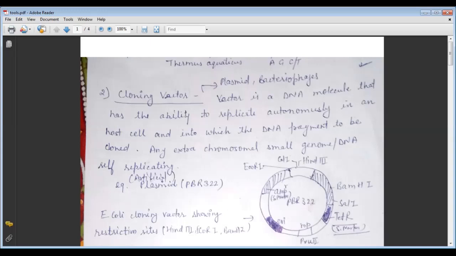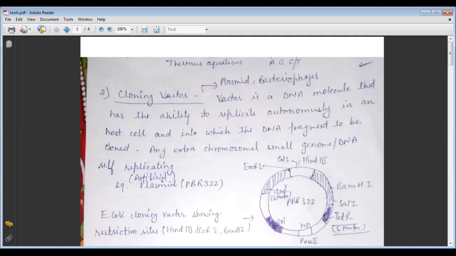So now when we come to the cloning vector, it means we need a carrier. Through restriction enzymes we have prepared the DNA, and now we need a carrier for it. That is called the cloning vector. The vector is required to transfer the recombinant DNA into the cell. That is the exact definition of the vector. So I repeat again, the vector is required for the transfer of the recombinant DNA into the cell.